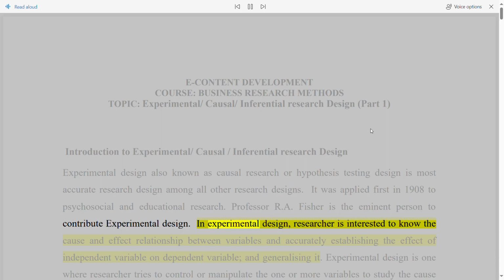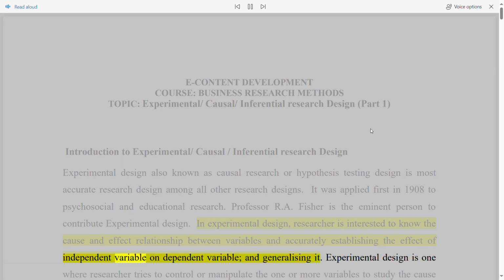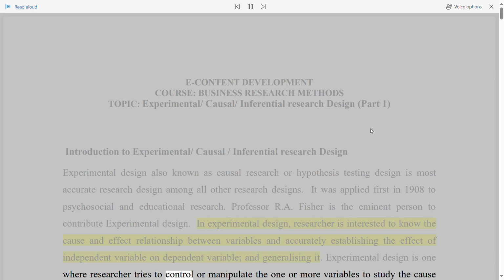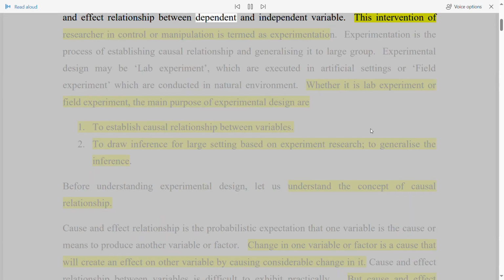In experimental design, the researcher is interested to know the cause and effect relationship between variables, accurately establishing the effect of the independent variable on the dependent variable and generalizing it. Experimental design is one where the researcher tries to control or manipulate one or more variables to study the cause and effect relationship between dependent and independent variable.